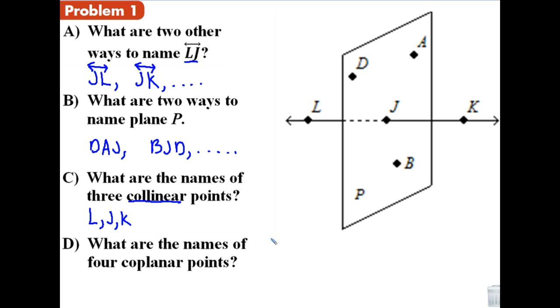Last part, D, what are the names of 4 coplanar points? Well it looks like the only 4 points on the same plane would be D, A, J, B. Again, coplanar just means points on the same plane.